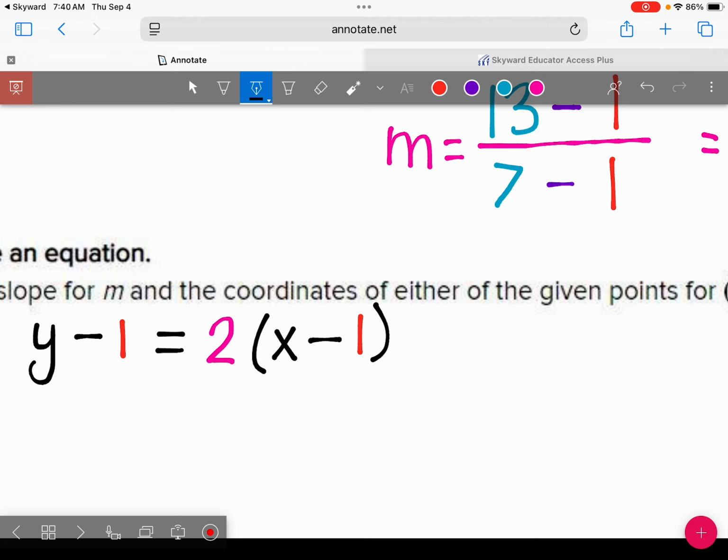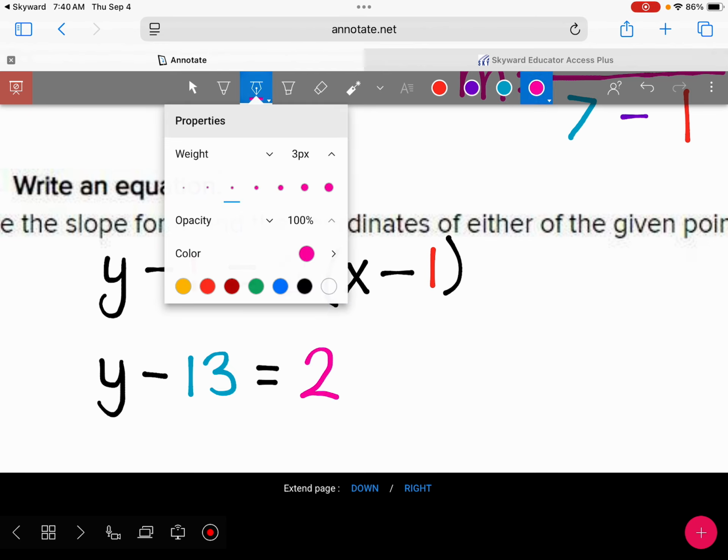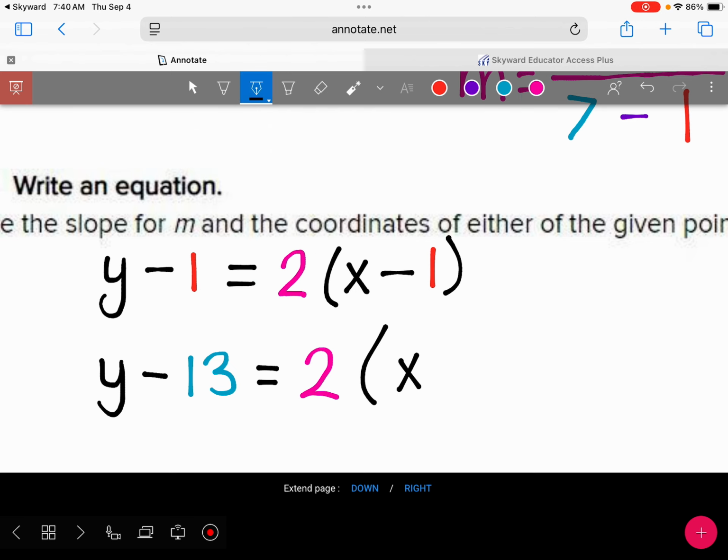It will also go through the point 7, 13, and you could plot that up if you want to check it. I can write another equation here, though, without having to do any further math, because I don't have to use point 1. I could also do point 2. Another equation for this line is my y minus y2, so my 13, equals our same slope, 2 times x minus 7. We can absolutely write more than one equation for this line.